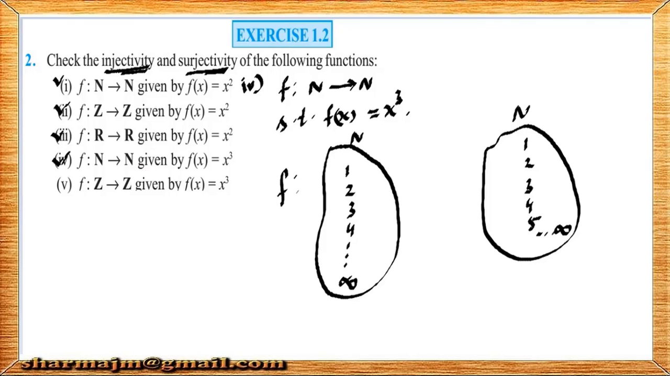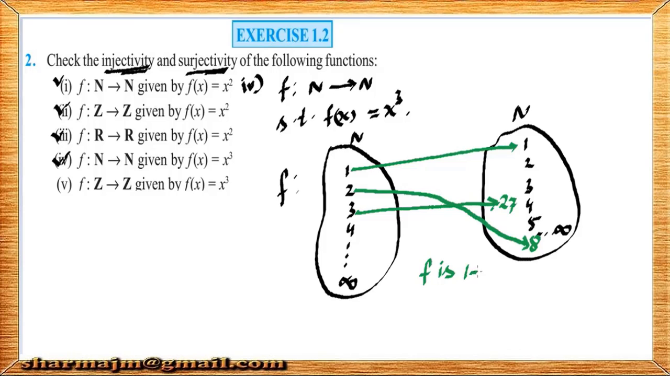Now here you observe 1 cube is 1, so image of 1 is 1, okay, and 2 cube is 8, okay. So image of 1 is 1, image of 2 is 8. Similarly, image of 3 will be 3 3s are 9 and 9 3s are 27. So image of 3 will be 27. So therefore this function is 1 1. So f is 1 1 function, okay, it is 1 to 1 function.